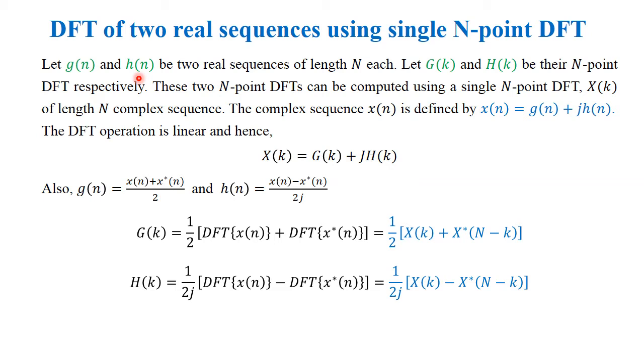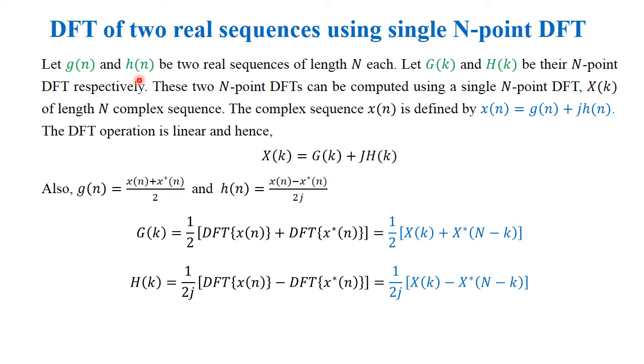In general, if we need to calculate the DFT of these two sequences, our usual procedure is to apply DFT to g of n so that we get G of k as the answer. Then apply DFT to the sequence h of n so that we get H of k.